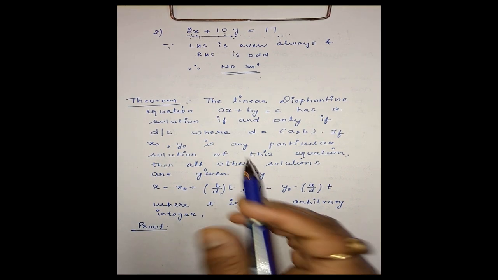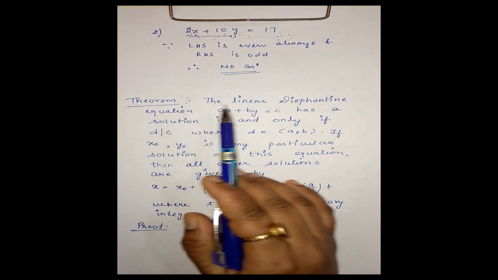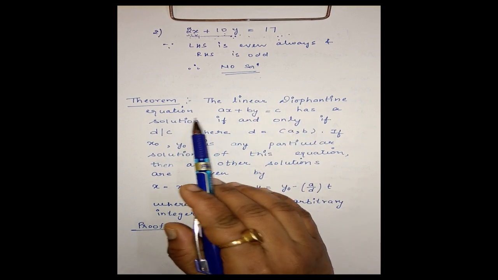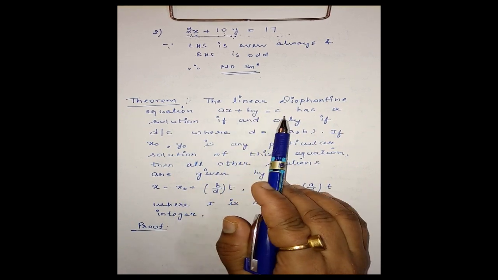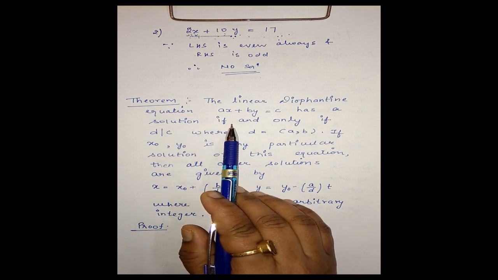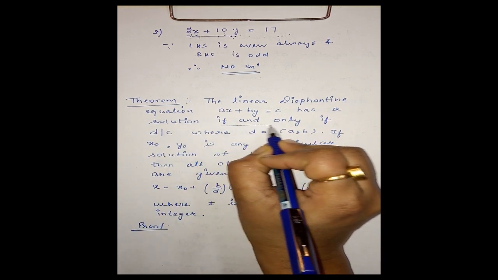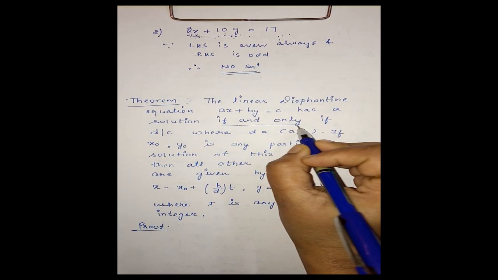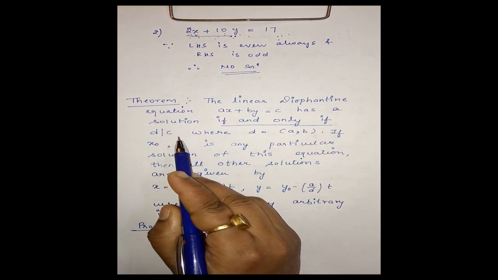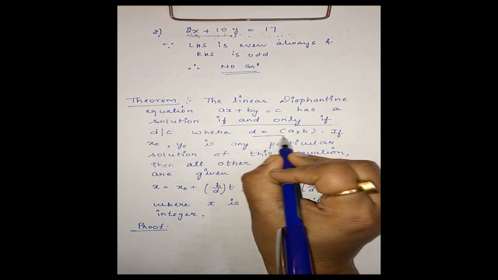For this we have a theorem, and the theorem says that the linear Diophantine equation ax plus by is equal to c has a solution if and only if, means both ways round, if and only if d divides c, where d is the GCD of a and b.